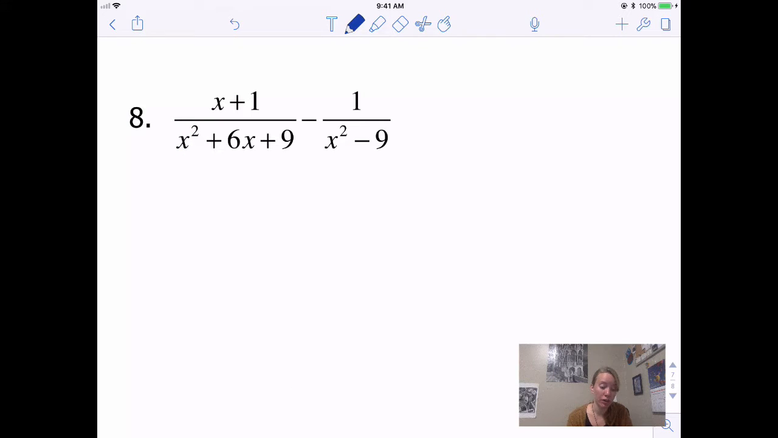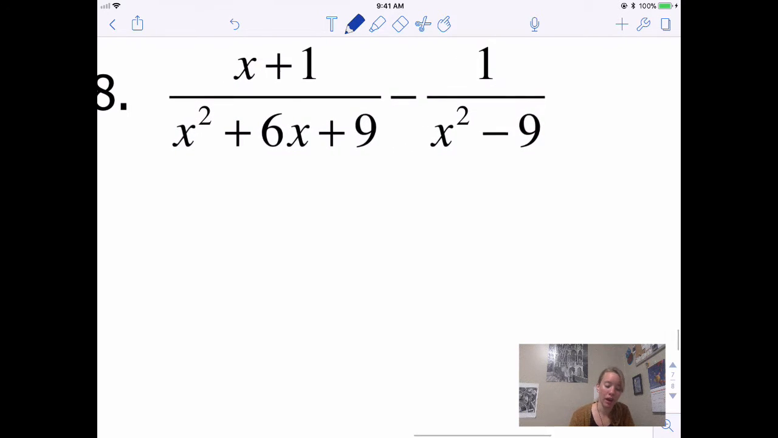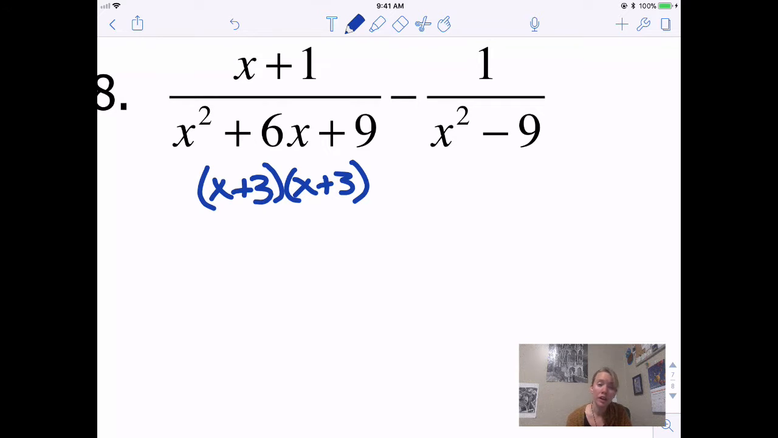Number 8, we've got to do some more factoring because we've got complicated denominators. That's really your hint, is there's too much going on. I can't really tell what the LCD is. So I will go x plus 3 to factor. Again, if you're having trouble seeing the factoring right away, go back and watch some of those factoring videos from the factoring chapter. The second denominator is a difference of squares. So I get x plus 3 and x minus 3.